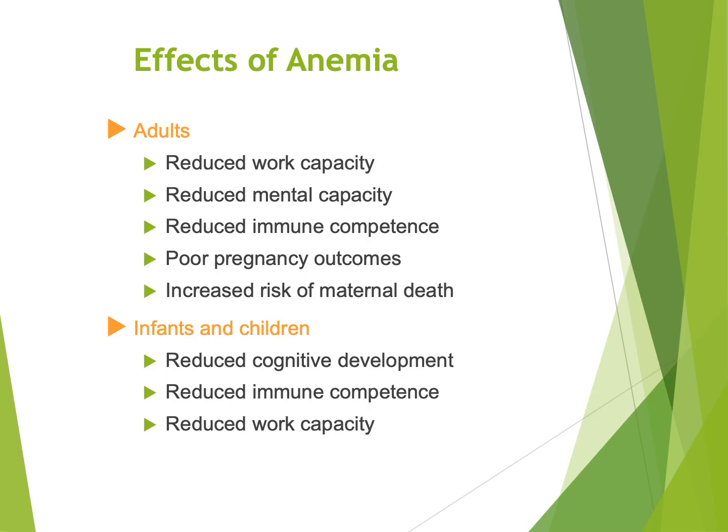One of the most common types of anemia is iron deficiency anemia. However, there are other deficiencies that are related to anemia, which are vitamin B12 deficiency, folate deficiency, and also vitamin C deficiency. So as you can see here, some of the effects of this disease on adults are a reduced work capacity, a reduced mental capacity, poor pregnancy outcomes, and reduced immune competence. For infants and children, some of the effects are reduced cognitive development, reduced immune competence, and also reduced work capacity. So these are a couple of the reasons why you should always keep in check your mineral requirements.